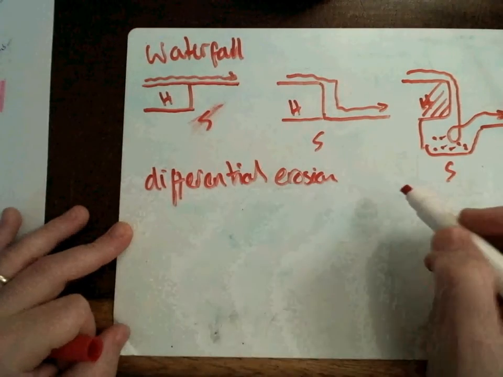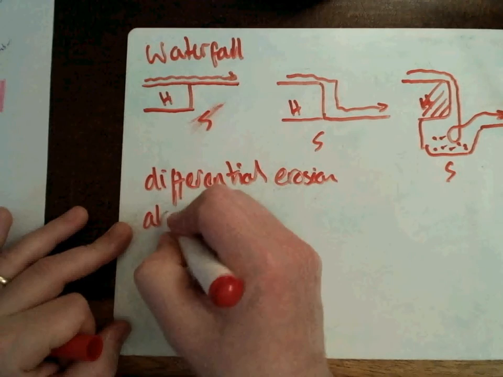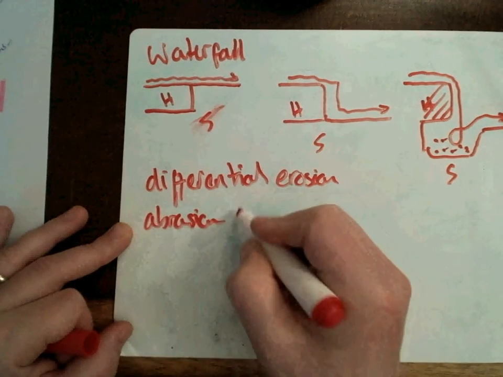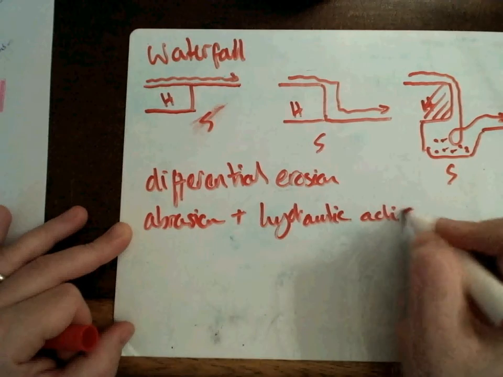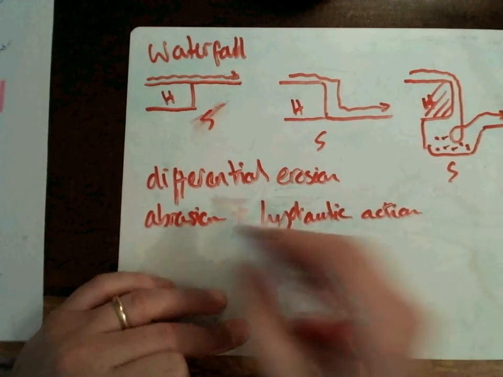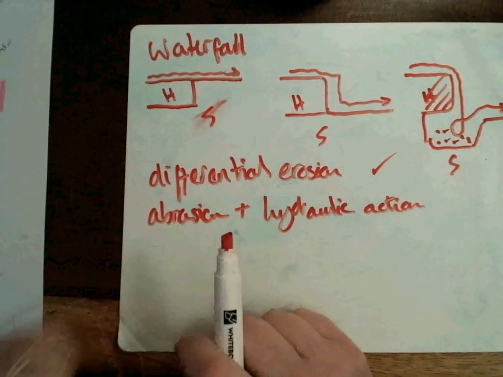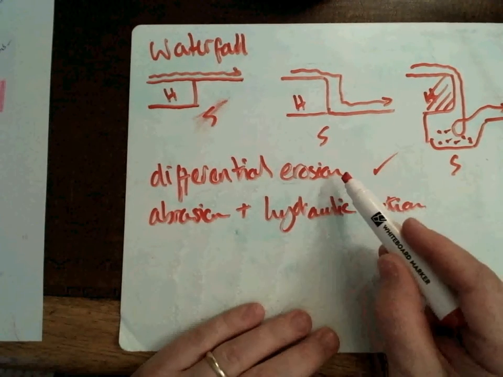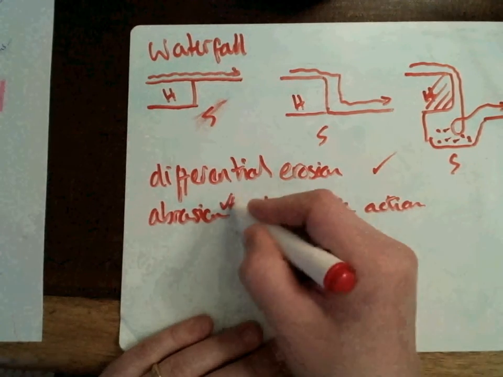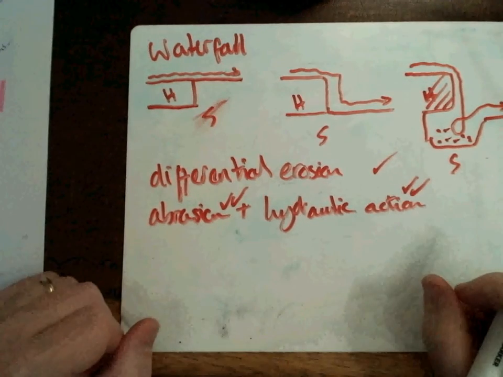How does differential erosion affect the land? Well, it does it through abrasion and, you guessed it, hydraulic action. Quick reminder, for a full definition of the first erosive process, you'll get 1 mark. How does this erosive process actually attack the land? There are 2 marks available for each.